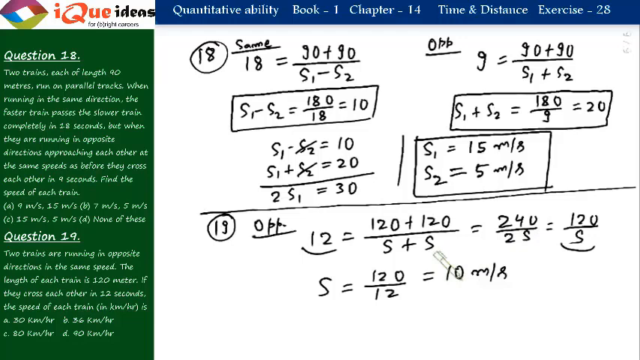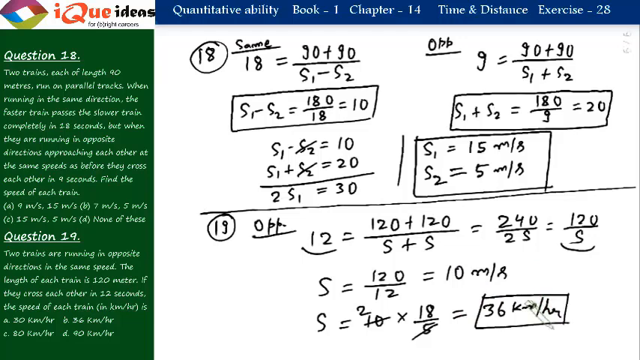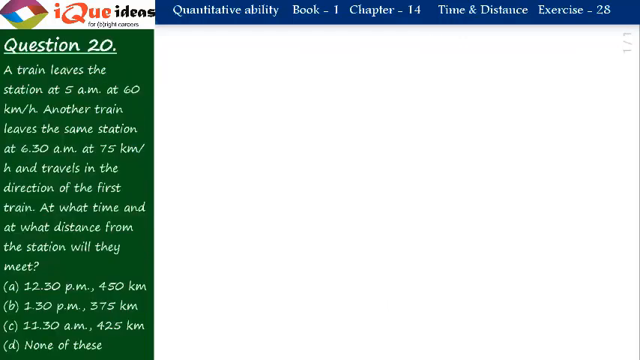Alright, now 10 meter per second, and the options are given in kilometers per hour. So convert into kilometer per hour by multiplying by 18 by 5. So 5 cancels 10 two times. So 2 into 18 is 36 kilometers per hour. Now in every question you have to be really careful about the units, right? Okay. Now question number 20.